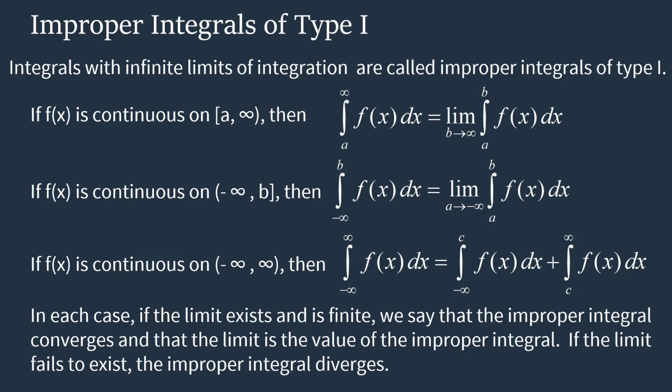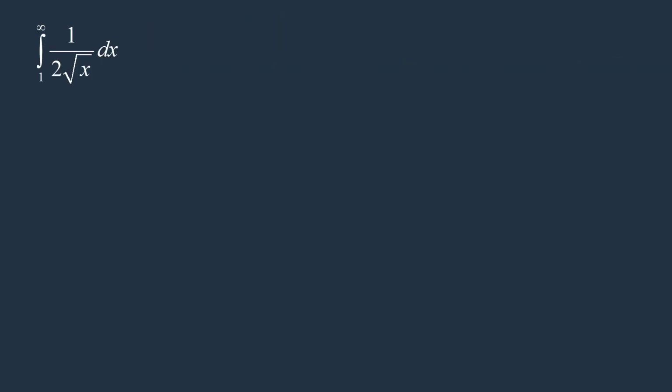In the last one, the definite integral from negative infinity to infinity, it's a sum of two other improper integrals. If either of these two new improper integrals, where one of the bounds is the constant c, if either of those diverges, then the original integration from negative infinity to infinity also is considered to diverge. Alright, so let's go ahead and do an example.